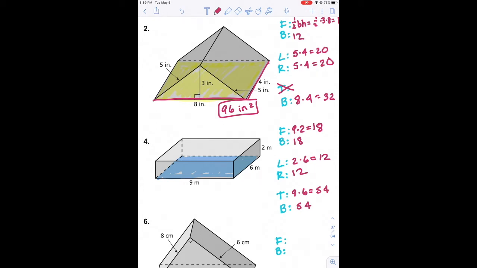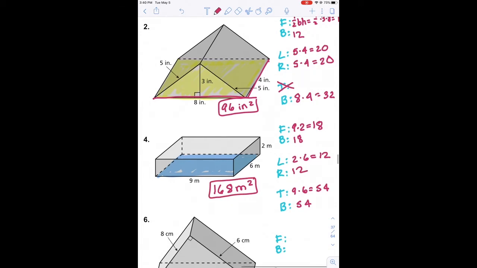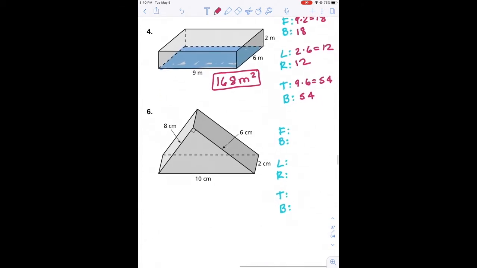Add them up, unit, answer. Make sure you're ready, pause the video if you need more time. I got 168 meters squared. All right, and then the last one that we're going to do together on the video is number 6. So please go through that, pause the video, come back when you're ready to go over it.